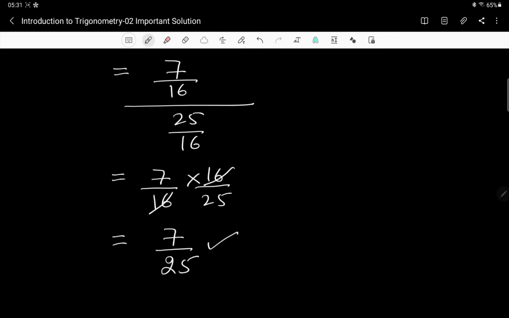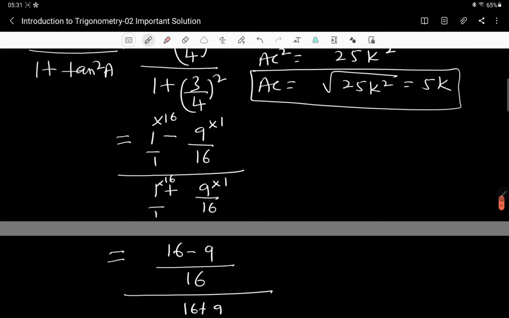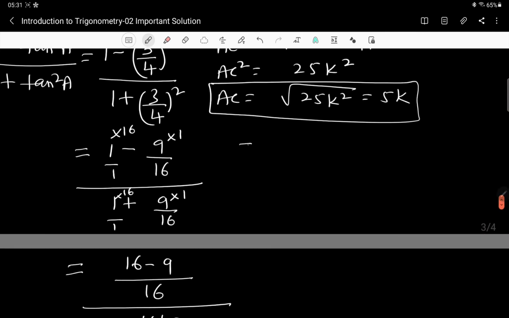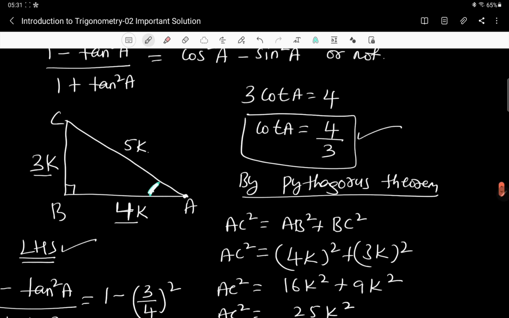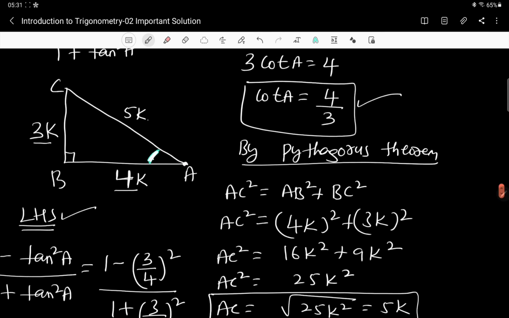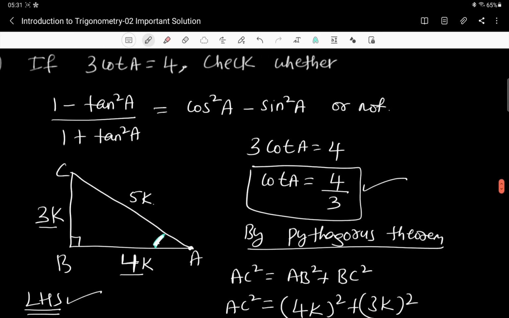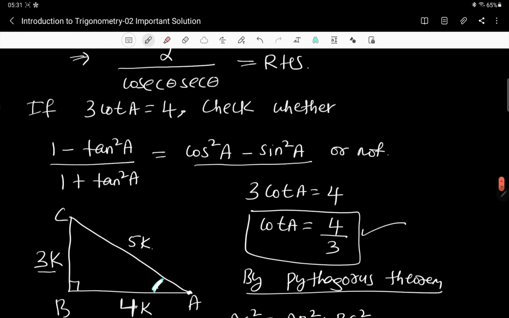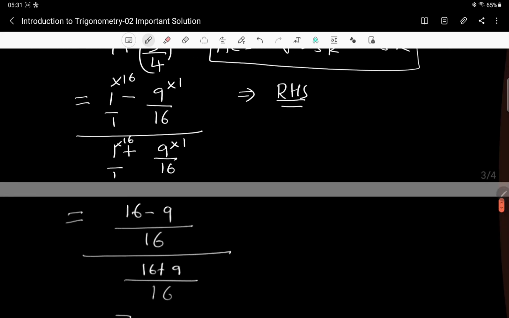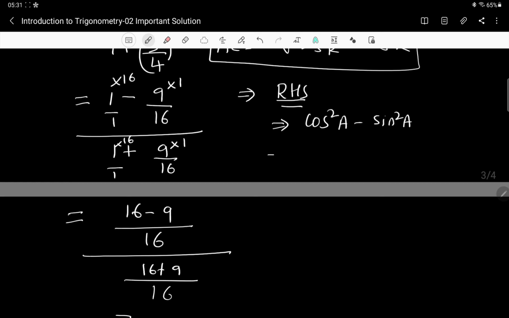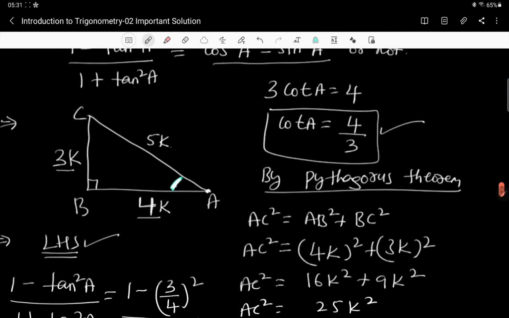The same value I should get for RHS also. Let us try to do it for RHS. So what is the value of RHS? The RHS is already known. Look at this RHS. I think the RHS is cos square A minus sin square A. Okay, so let us do that. So cos square A minus sin square A. Alright, so what is the value of cos A and sin A? Let us try to get that.